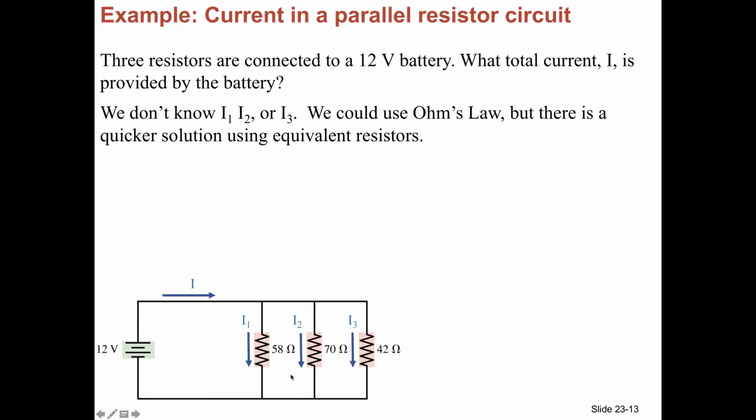We could use Ohm's law and figure out I1 or I2 or I3. But a quicker solution is to use equivalent resistors. Take these 3 and replace them with their equivalent, and then use that to find I. So here you have to use the parallel equivalent rule. So you add the inverses, and you should see the equivalent resistor is lower than any of these 3, because by adding the 3 paths, we allow more current through.